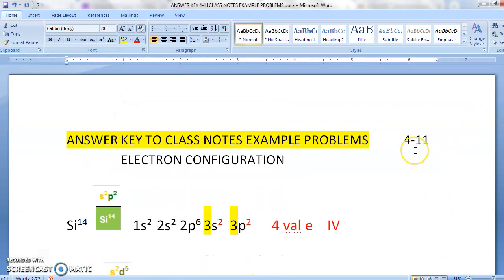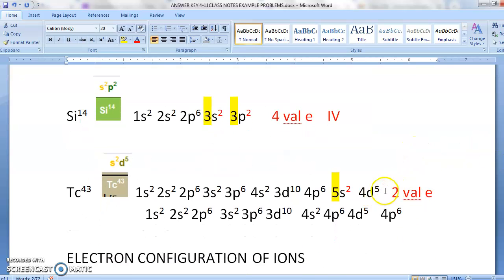It'll be 4-13, which will take us through how to speed up doing these electron configurations and orbital notations. They're going to teach some additional shortcuts, and 4-13 will take you through those. In our next notes, we will do some practicing with those shortcuts.